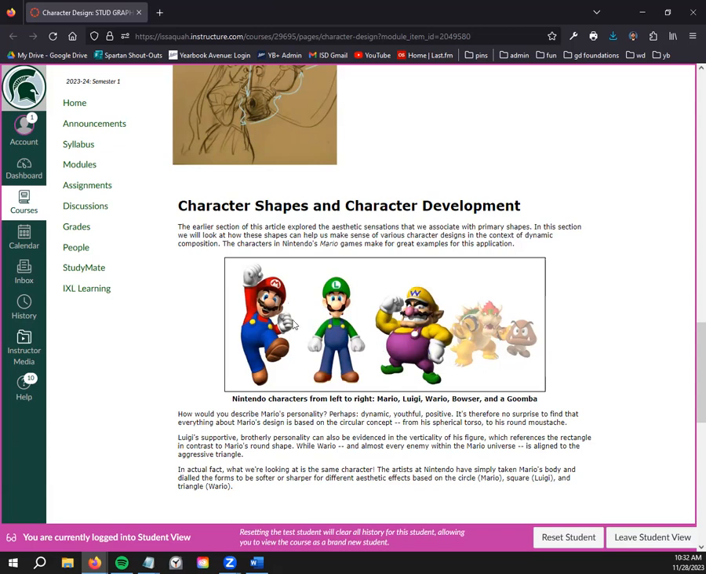All of these characters are based on the same model. In the game, they're literally all the same. Mario was designed first, and then these were just copied, pasted, and adjusted, based off of the idea of shape design.